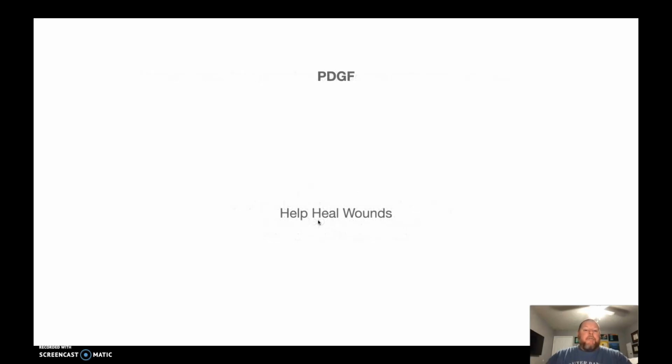So the PDGF, this is going to help heal wounds. This is, again, platelet derived. All right, so you get a cut. This is going to help to grow and repair those cells. Then we have density-dependent inhibitors, and this is going to be the thing that causes crowded cells to stop dividing. Basically, they'll fill the space they have, and then they are signaled to stop dividing.